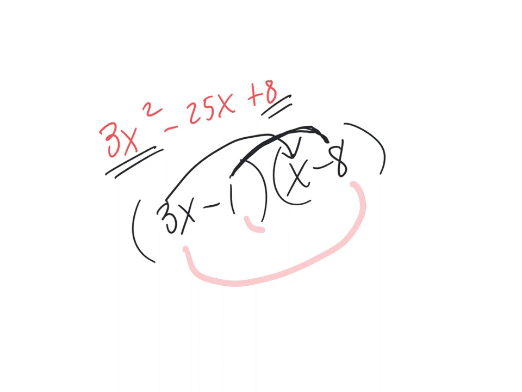These two. And I'm going to check it. Negative 8 times 3x is negative 24x. And negative 1 times x is negative 1x. And I put them together, I get negative 25. I know it's right. Nice job.